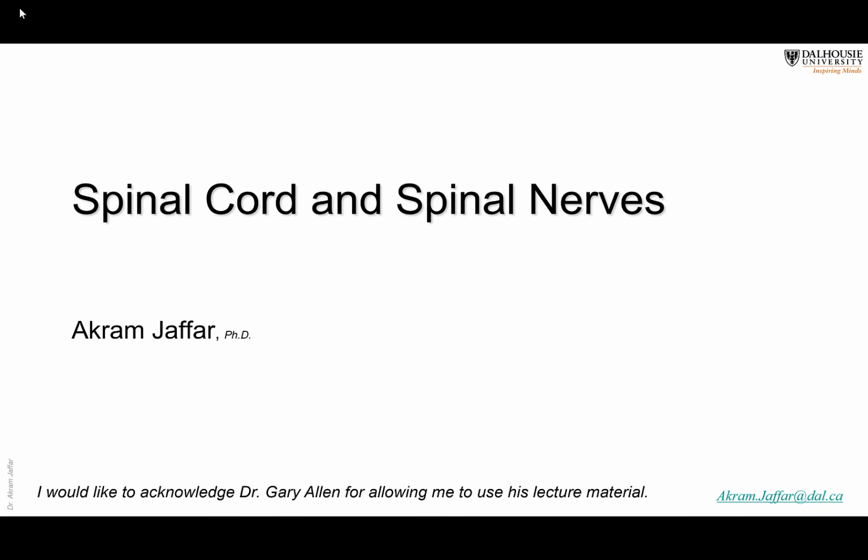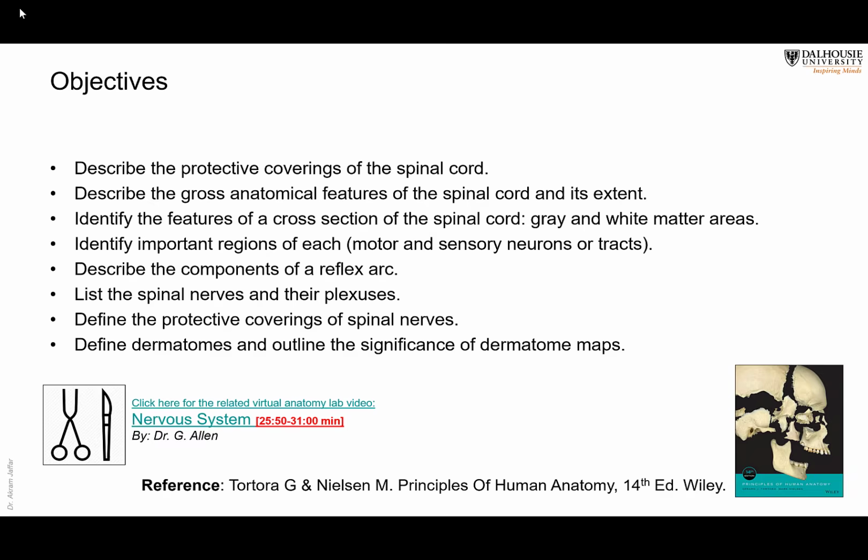tissue. So picking up from last time, we mentioned that the nervous system consists of a central nervous system and a peripheral nervous system. The central nervous system is the brain and the spinal cord, and the peripheral nervous system consists of the spinal nerves and the cranial nerves. So today it's a combination of spinal cord, which is central nervous system, and spinal nerves, the nerves that are attached to the spinal cord, which belong to the peripheral nervous system.